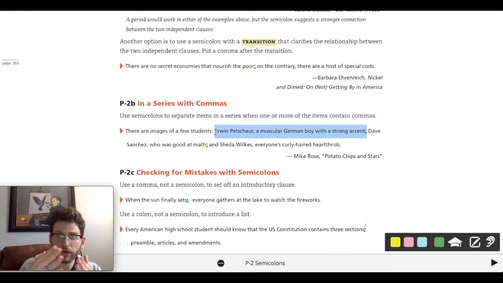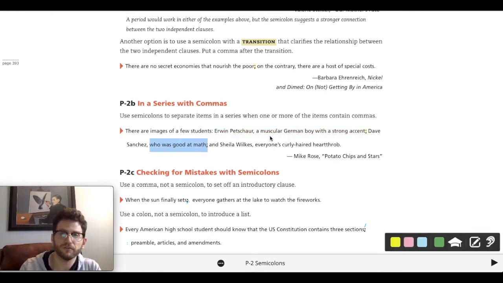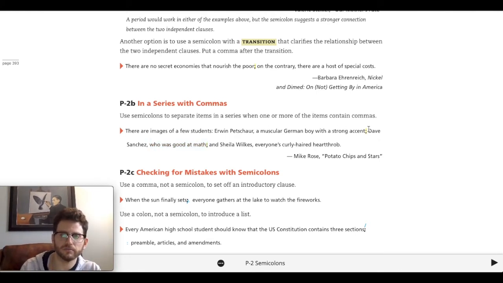Next item, which also has punctuation in it. Commas, again in this case. Dave Sanchez, comma, who was good at math. So again, I have adjective information here describing Dave Sanchez. This is a relative pronoun connecting this adjective information to Dave, but it's not necessary information. But I separate it with a comma, and so that means it is a part of what I'm calling a complex list. So you want to separate these items with a semicolon.